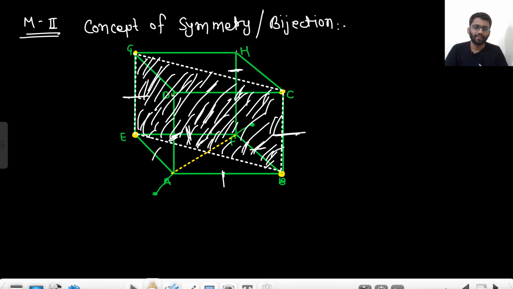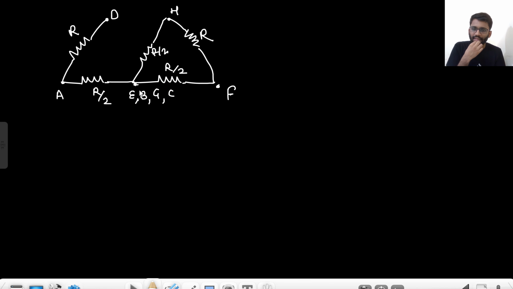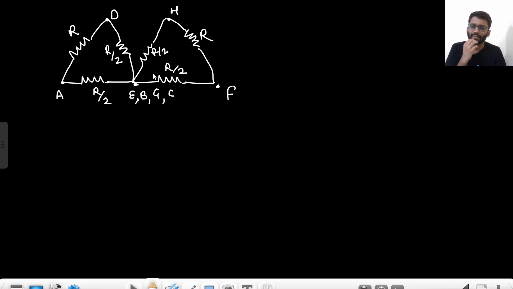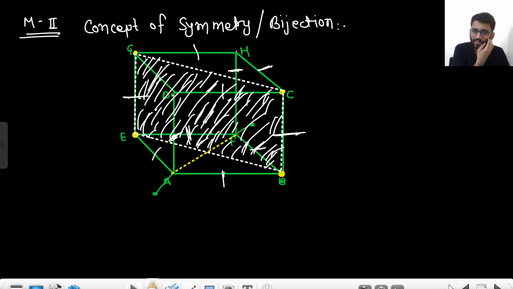Right? And then between D and G and D and C, there is again R by 2. Between D and H, there is nothing. So how much are left now?